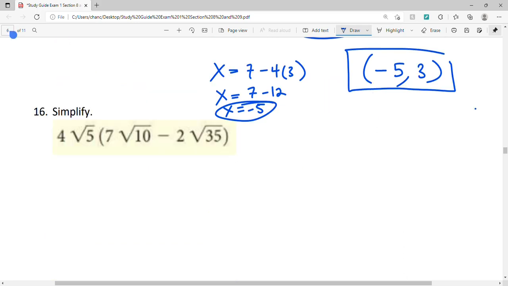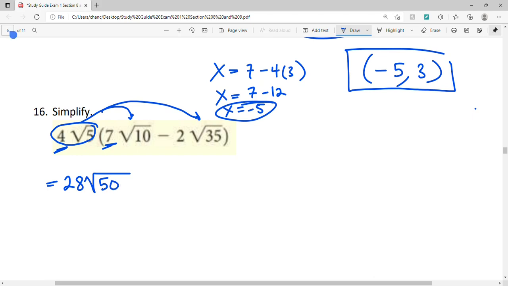For example 16, we'll have to use distribution and multiply throughout the expression. 4 times 7, that's 28. The square root of 5 times the square root of 10, that's equivalent to the square root of 50. 4 times negative 2, that's negative 8. And the square root of 5 times the square root of 35, well, we can multiply 5 times 35, and that gives us the square root of 175.